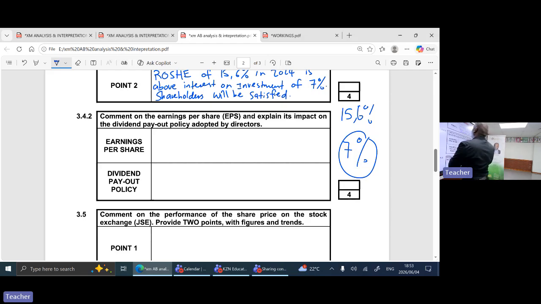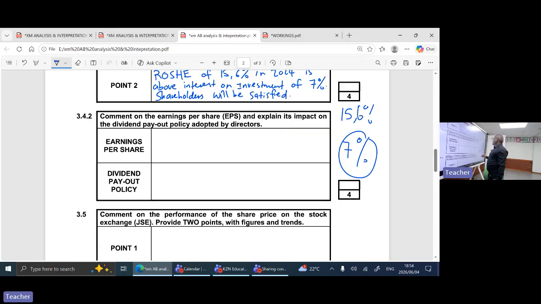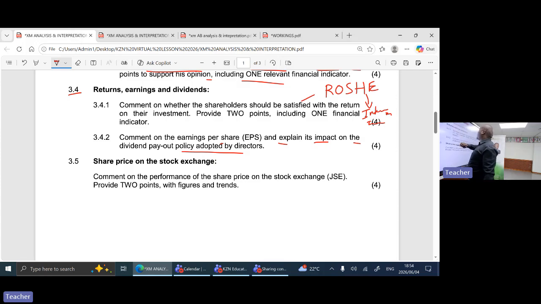Okay, moving on to the next question, which is 3.4.2. Comment on the earnings per share and explain its impact on the dividend payouts policy adopted by directors. Then on what they got, how much they gave to their shareholders. That's why they're saying impact on the dividend payout.